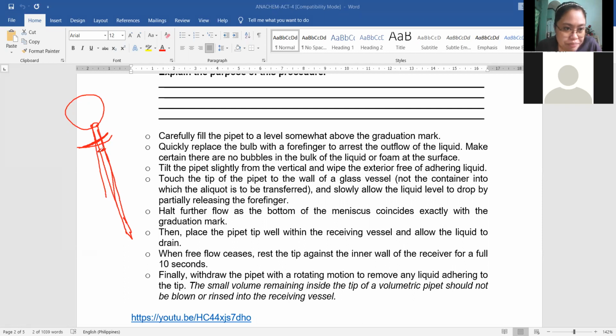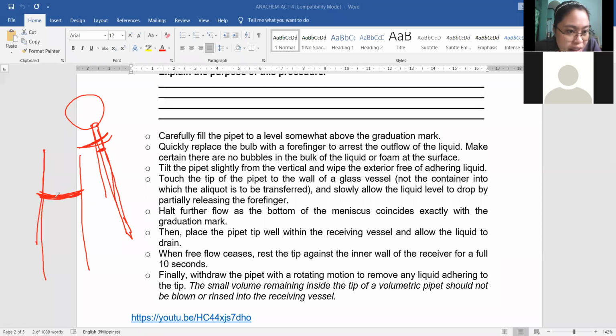Now, kailangan dahan-dahan tayo sa pag-release ng ating forefinger to drain the excess. And then we have to make sure na tama talaga doon sa graduation mark yung matitira. Okay? And then we will be reading the lower meniscus if the solution is clear. So if this is the pipette class, so palakihin natin siya. This is the graduation mark. Ayan. We have to make sure na hanggang dito lang din yung ating liquid pag i-drain na natin yung excess.